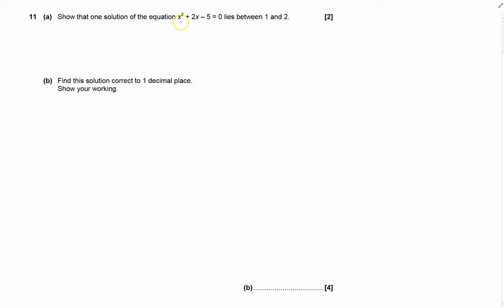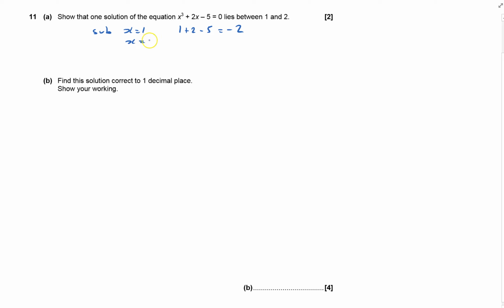Show that one solution of x cubed plus 2x minus 5 equals 0 lies between 1 and 2. Even if you're not sure what to do, at this stage I would actually substitute in x is 1. Let's see what we get. So substitute x equals 1, and that gives me 1 cubed is 1, plus 2 1s are 2, take away 5, that's 3, take away 5 is minus 2.